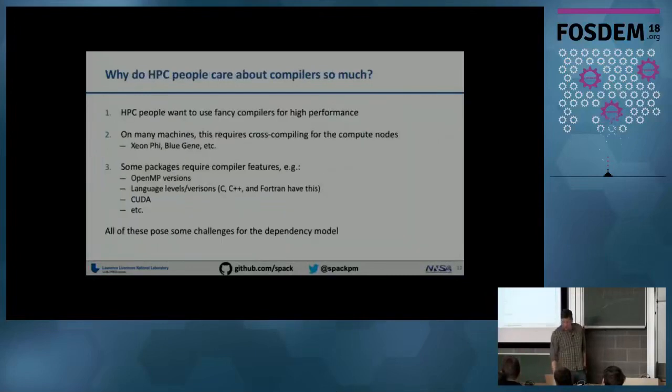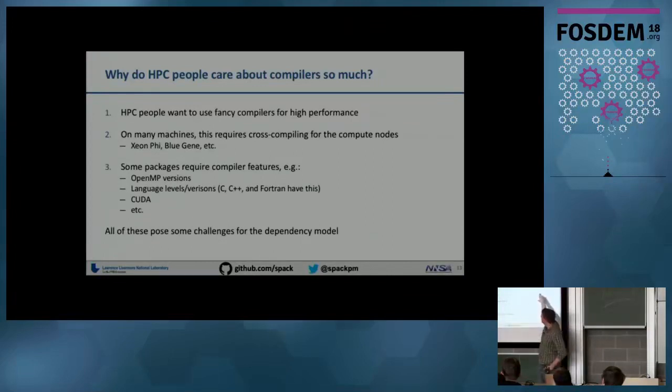Why do we care about that so much? We want to use lots of different fancy compilers for high performance. We like running the Intel compiler. It tends to get better performance than GCC on the Intel machines we run on. If we run on a Cray, we tend to like the PGI compiler or the Cray compiler. And there are other nicely tuned compilers for different systems. On IBM's, XL tends to get the best performance, slightly, even though it takes forever to compile.